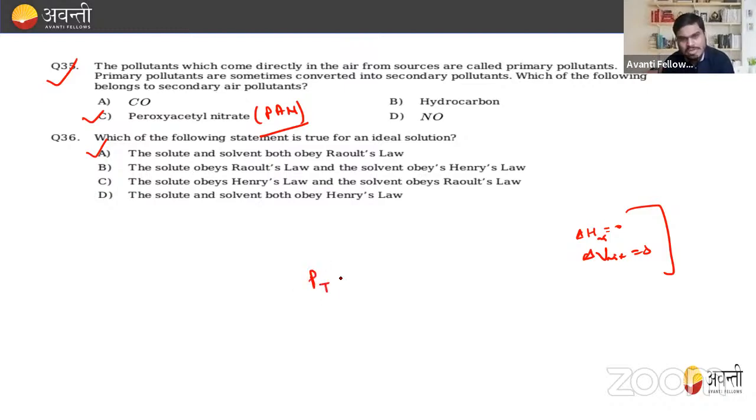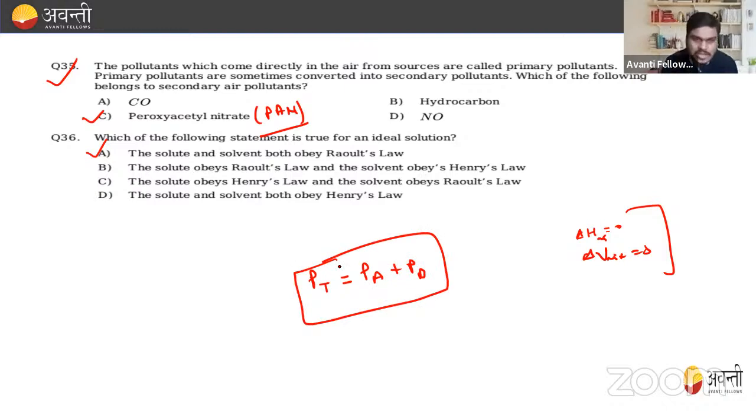Ideal solution means the total pressure expected is equal to the sum of the partial pressures of A and B. So this must be equal. When this is equal, then the solution is an ideal solution, and this equation is given by Raoult's law. So when the solute and solvent both obey Raoult's law, then we can say that the solution is ideal. This is also a very important and simple question, and generally from the chapter Solutions. I hope all of you did this question correctly. Now, shall we move to the next question?